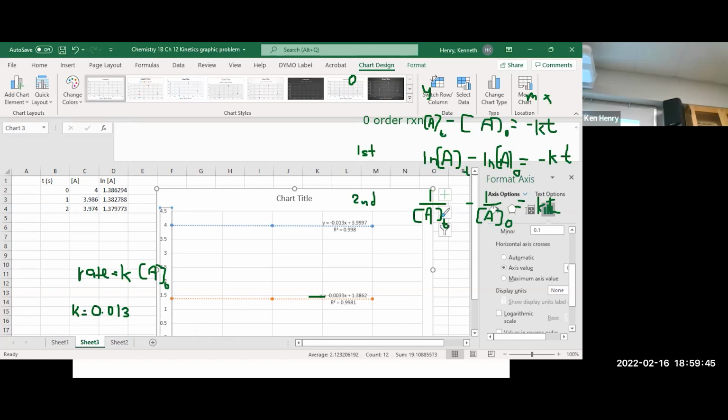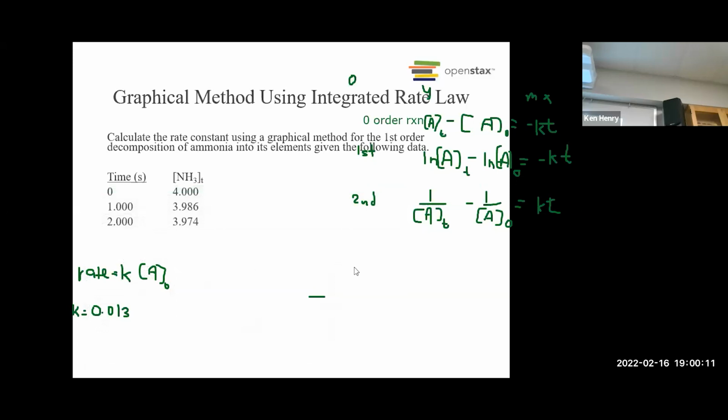Okay. So let me give you another example. We take a look at the next data set. Determine the order of the equation from the following data. Let me pull up the data.